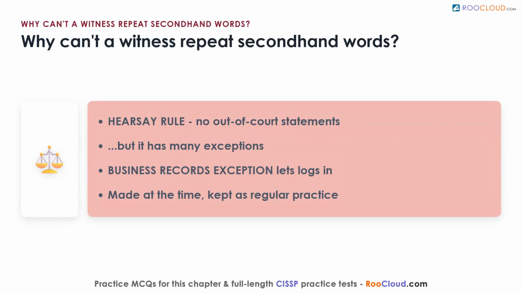Why can't a witness simply repeat what someone else told them? Because of the hearsay rule. A witness generally cannot testify about statements made outside of court, since the court has no way to test them. But this rule is famous for its many exceptions. The one that matters most to us is the business records exception.